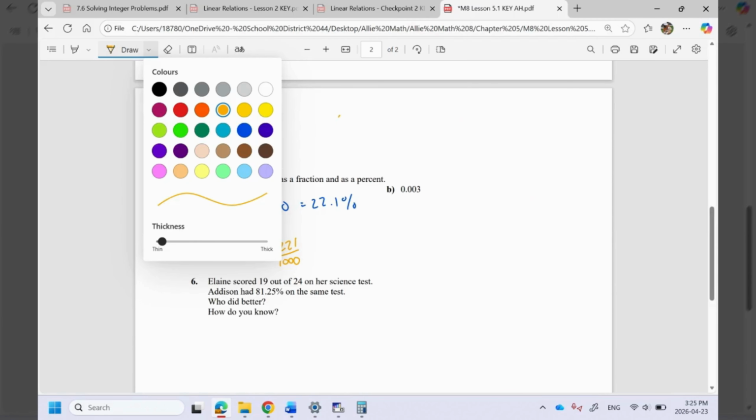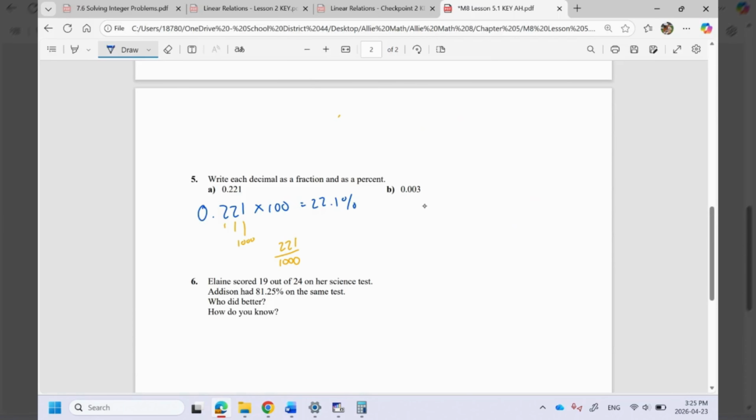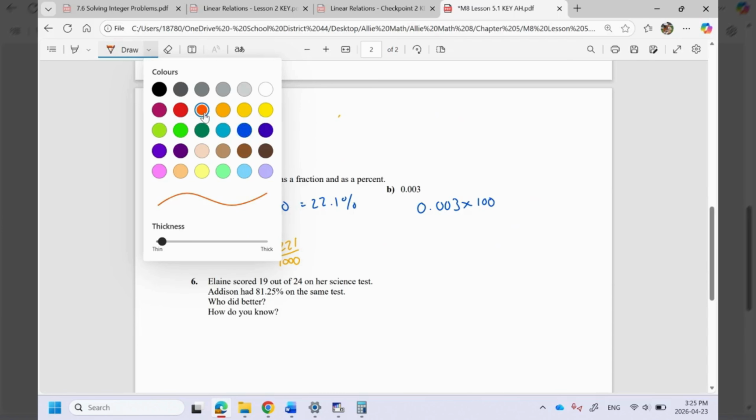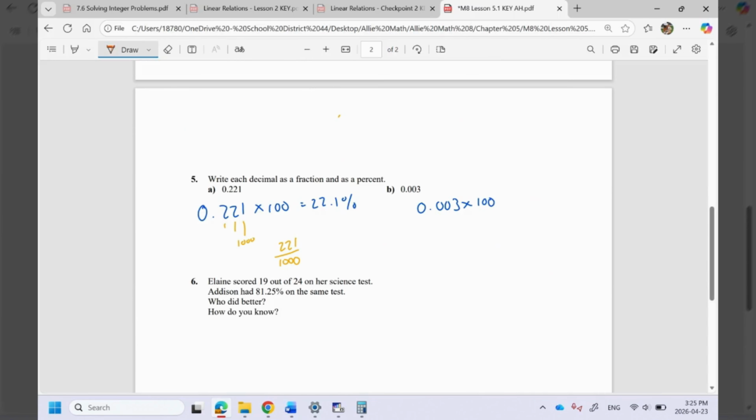And then let's do our next one. We got 0.003 times 100. Notice last time when we times by 100, our decimal moved 2 to the right. So let's move that 2 to the right. And we get 0.3%, so very small percentage, less than 1%.